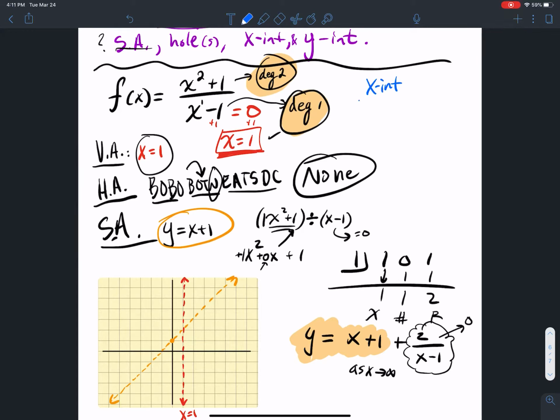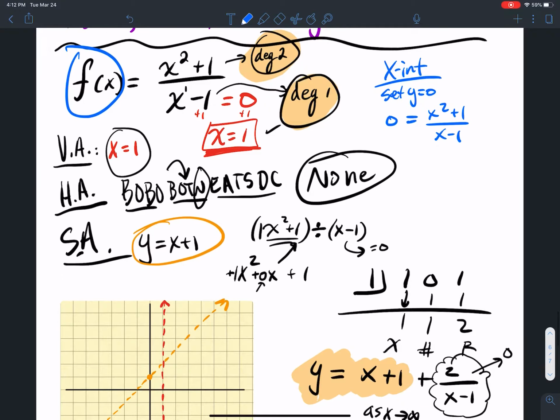X-intercept, what do? I set y equal to 0. So y here is f of x. So we'll have 0 equals x squared plus 1 over x minus 1. If I try to solve this, multiply by x minus 1 on both sides. What's 0 times something? It's just 0, right? So I get 0 equals x squared plus 1.